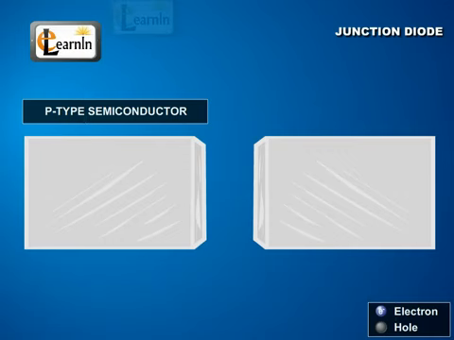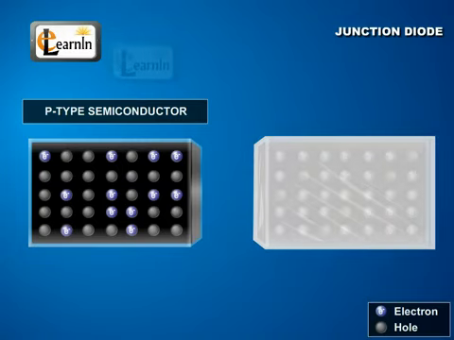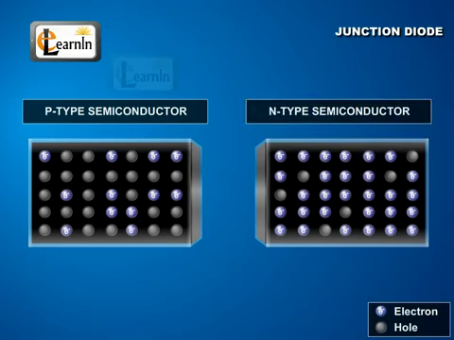The p-type semiconductor has an excess number of holes. Therefore, holes are the majority carriers of charge in p-type semiconductors, as shown. Similarly, n-type semiconductors have an excess number of electrons. Therefore, electrons are the majority carriers of charge in n-type semiconductors, as shown.